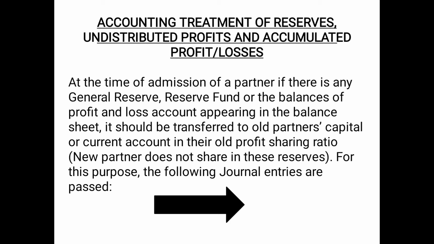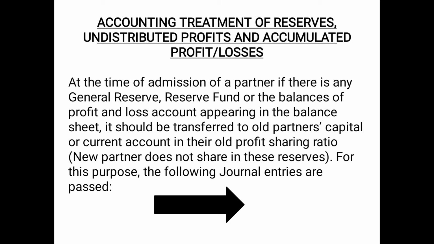So as you can see, at the time of admission of a partner, if there is any general reserve, reserve fund or the balance of profit and loss account appearing in the balance sheet, the reserve may be given to you by the name of general reserve or reserve fund or the balance of profit and loss account. For example, an item may be mentioned as P&L account, credit or debit balance, appearing in the balance sheet. It should be transferred to old partners' capital or current account in their old profit sharing ratio.